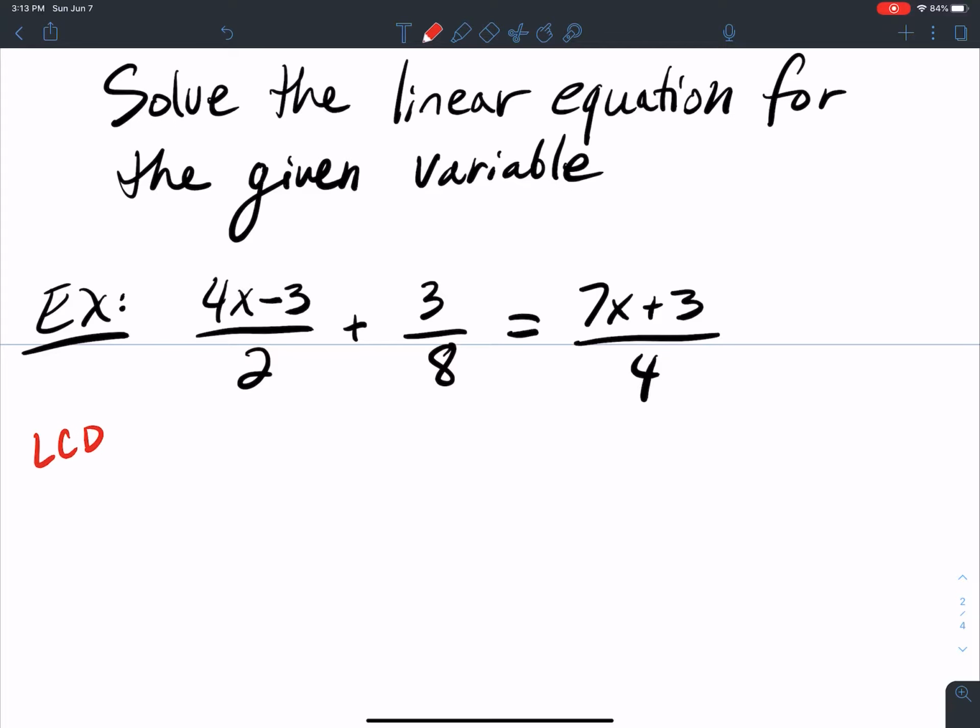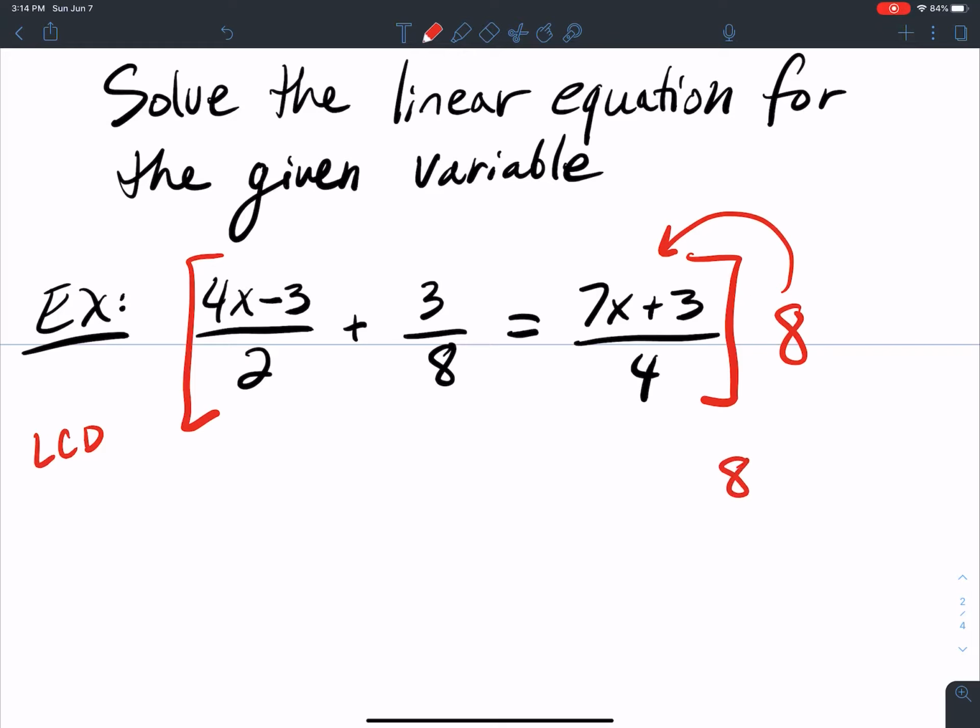Okay, if I multiply 2 times 4, I get 8. If I multiply 4 and then multiply that by 2, I get 8. And then 8 times 1, that's 8. So if I multiply everything by 8, we're going to get rid of our fractions. So let's do that. I'm going to multiply through.